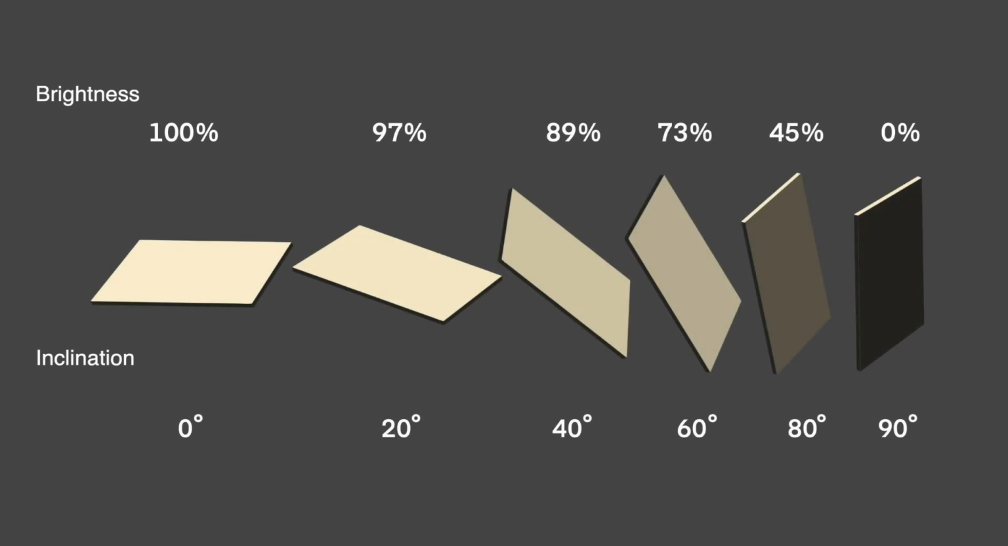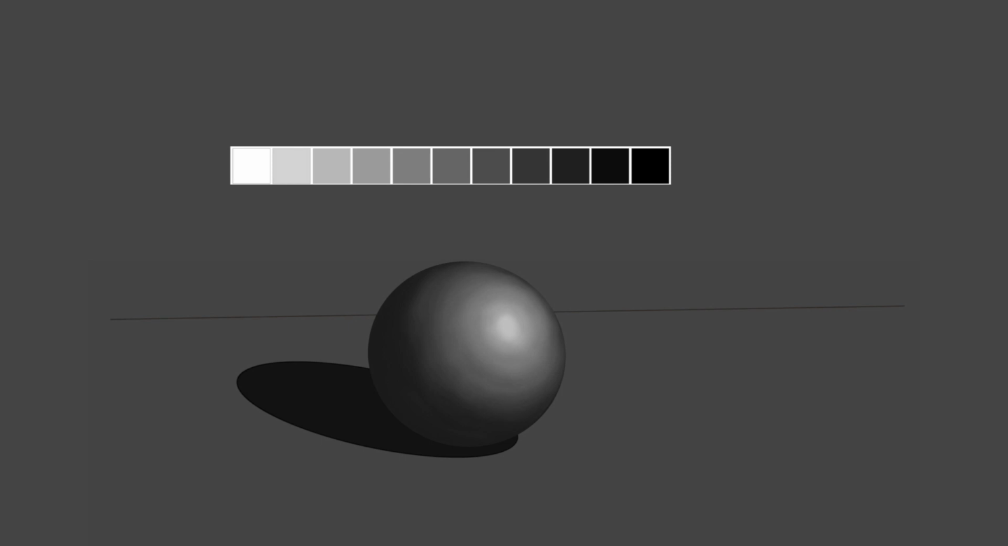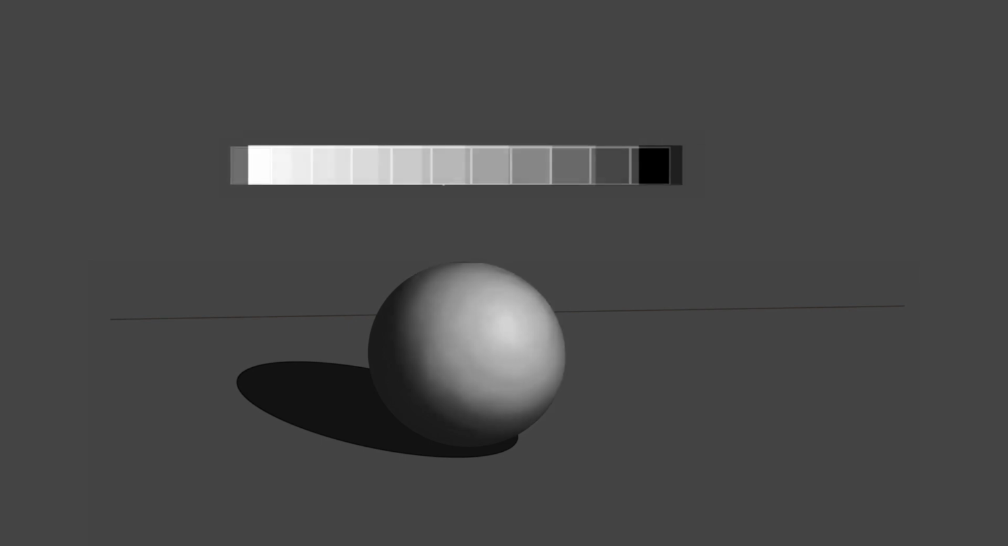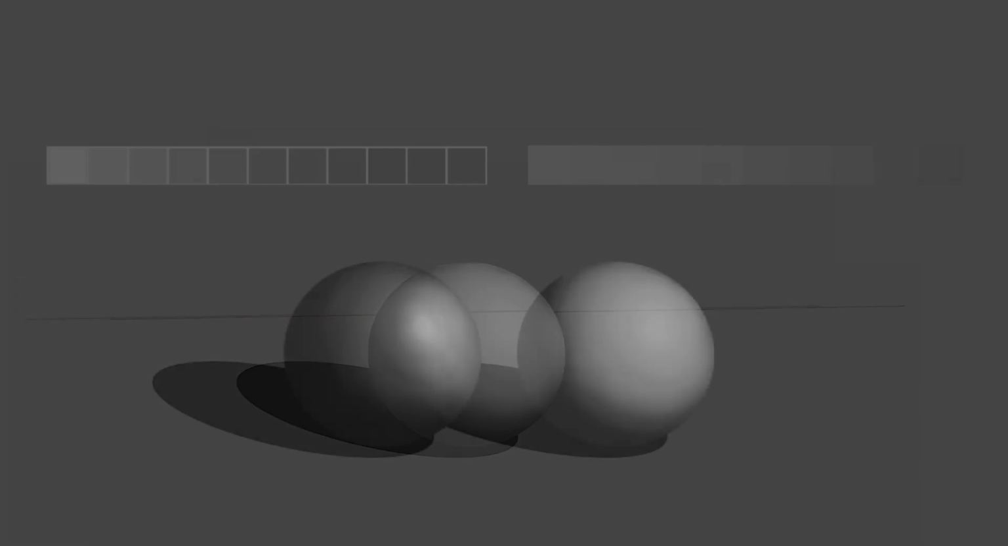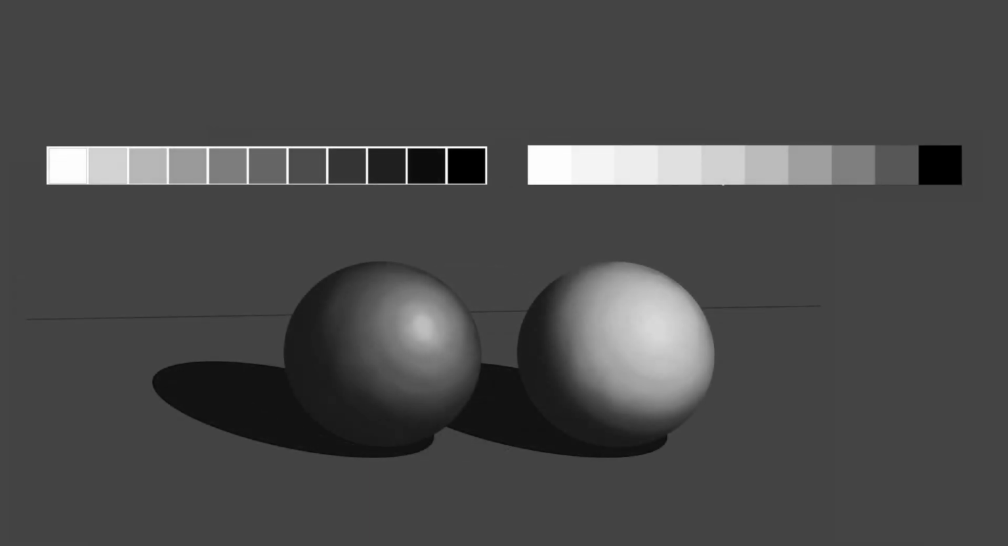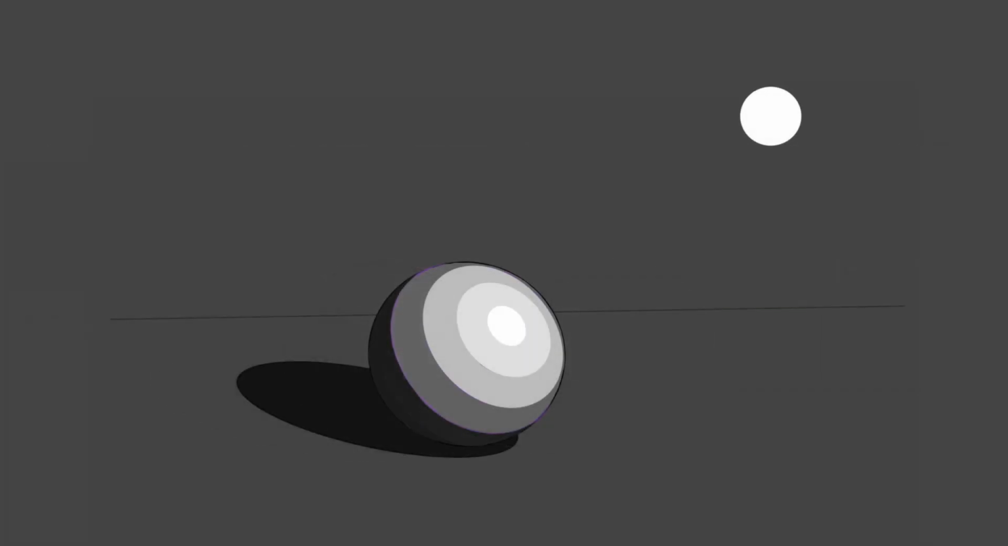Here are the numbers. In physics, this phenomenon is represented by Lambert's cosine law. What this means to us as artists is that we need to shade our spheres with very little value change in the light area until we get closer to the terminator. See the difference?